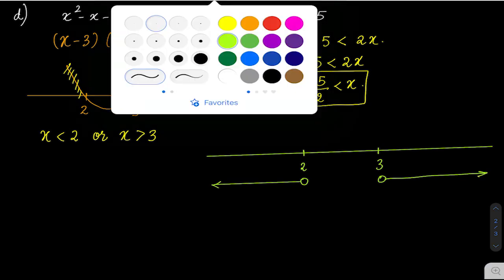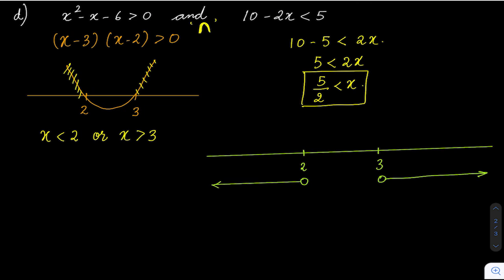Now in the same graph, you represent the second answer also. My second answer is x is greater than 5 by 2. So 5 by 2 is somewhere in between. Here it is, 5 by 2, and x is greater than this.